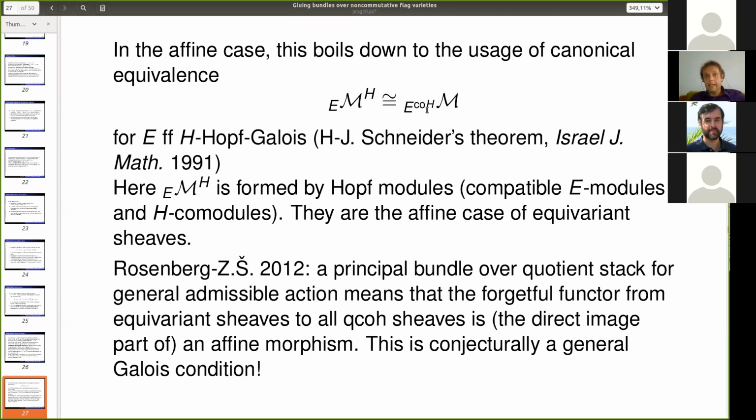You see, these coinvariants embed as a subalgebra in E. So this is a general principal bundle. Rosenberg suggested to me that in general, a principal bundle is just when I have an admissible action of a monoidal category on a category, and the forgetful functor from equivariant sheaves to quasi-coherent sheaves is an affine morphism. And that's it. No complications in the affine case.